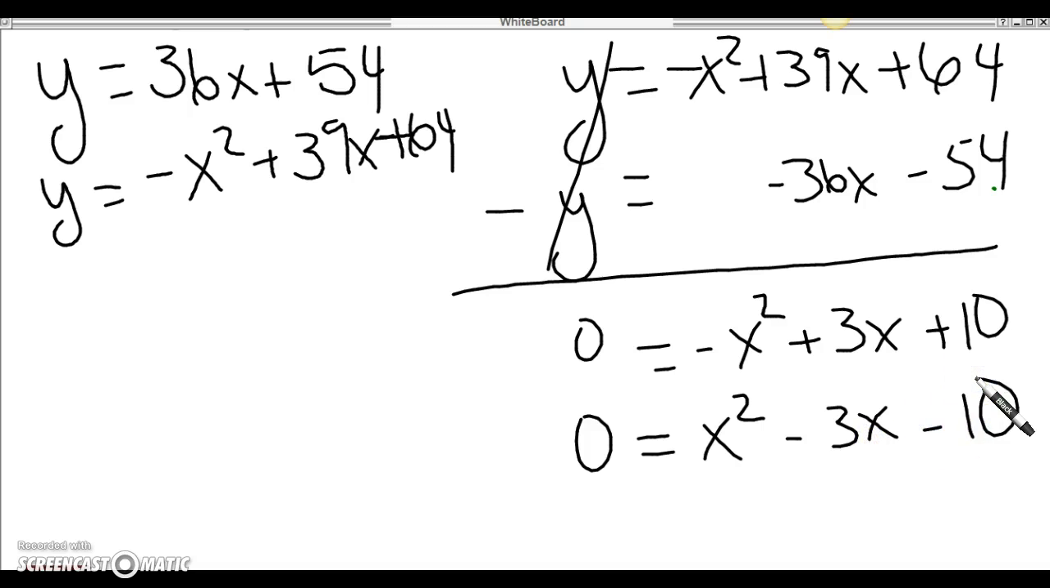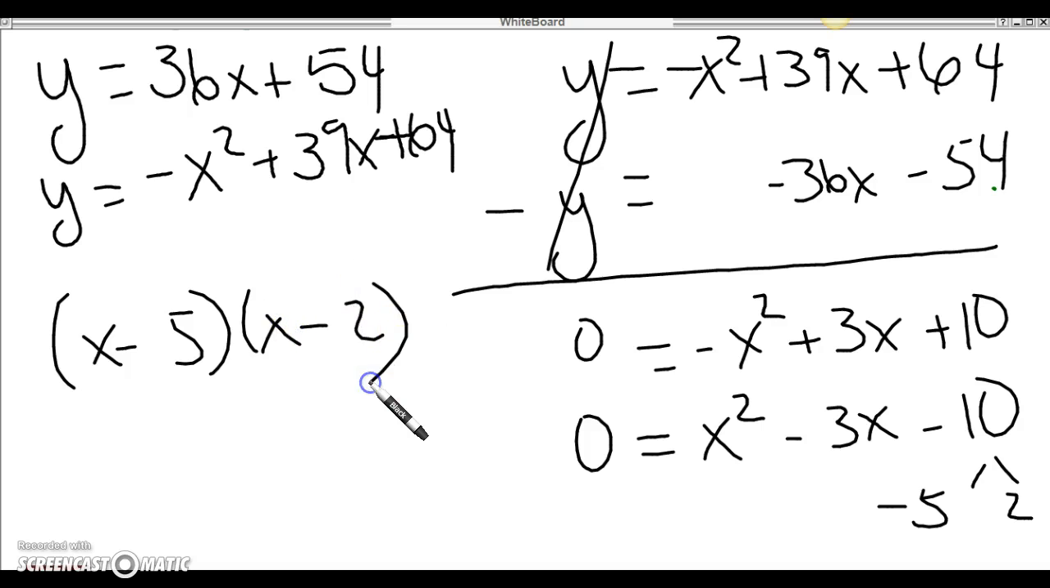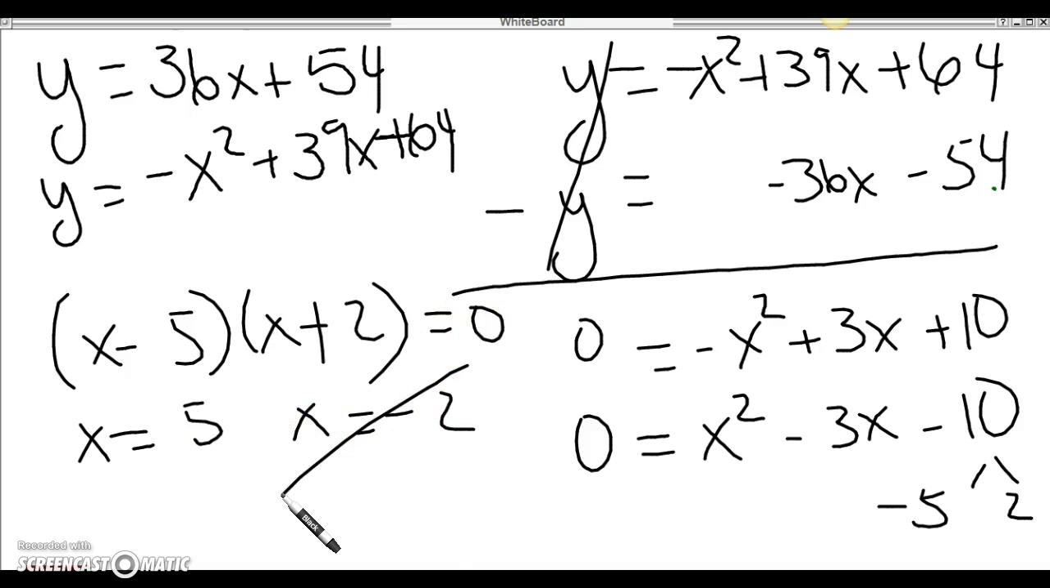And so when I look at my factors, two factors that I can use are 5 and 2. One has to be negative, so negative 5 plus 2 equals negative 3. So I get x minus 5 and x minus 2. Sorry, x plus 2. So I get x minus 5 equal to 0, and x plus 2 equal to 0, so x equals 5 and x equals negative 2. I can cancel out negative 2. I can't have negative 2 days.